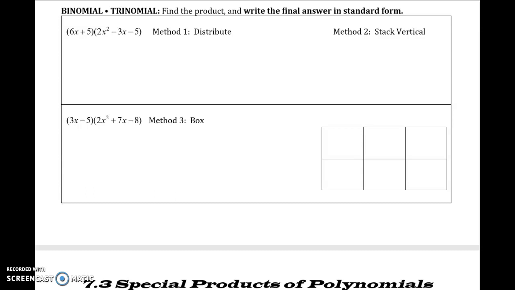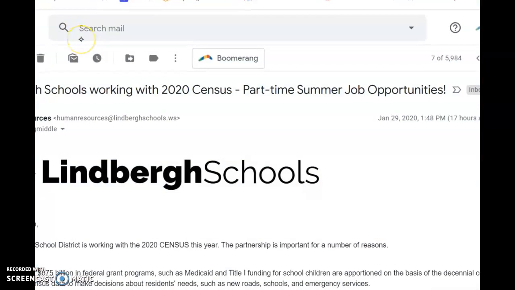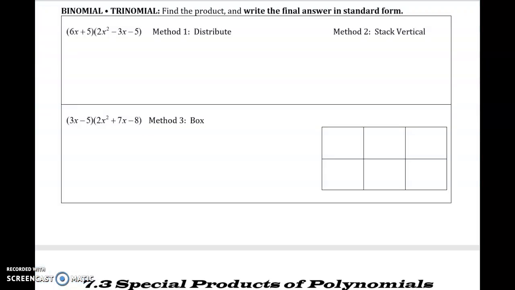So the distributive method is again just kind of like using your distributive property. The only difference is because you have two terms inside of this first set of parentheses, you have to distribute both. Okay, so you can start with either one first. I'm going to start with the 5. So if we do 5 times 2x squared, that is 10x squared. And then we have 5 times negative 3x, which is negative 15x, and then 5 times negative 5 is negative 25.